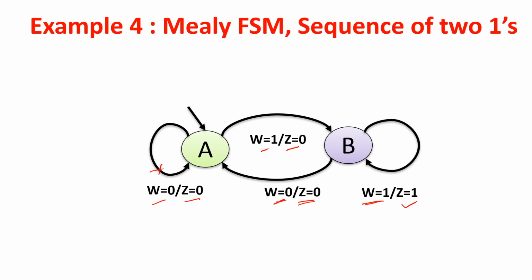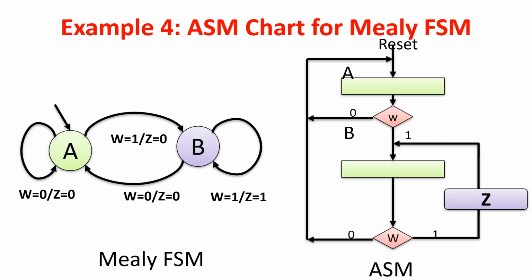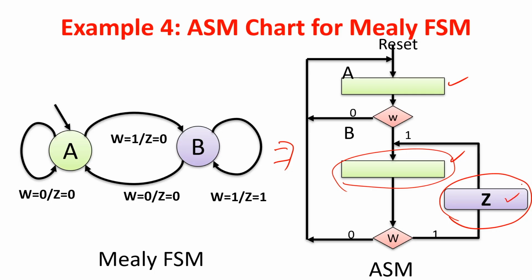Let us do the same thing with ASM, because in ASM we can model Moore machines and also Mealy machines. So, this is the magic. Here there are two states, A and B. And the extra thing here is that when you are in state B and get a 1, you output 1. So, we were able to capture the same behavior of the Mealy machine using the ASM chart.